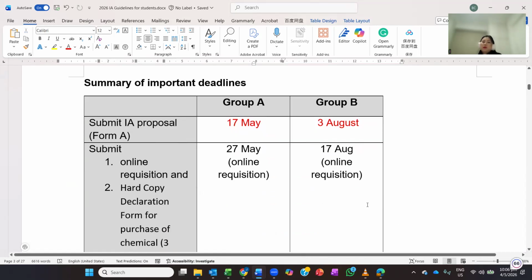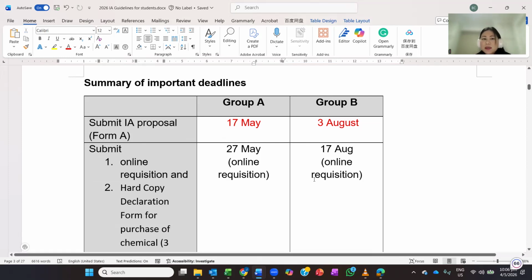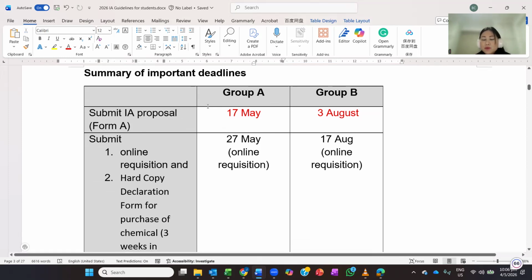So take note of the most important dates. If I tell you too many things, you will not be able to remember. So just remember the first two dates in red: 12th of May, 3rd of August. For Group A, not 12th of May, 17th of May for Group A. For Group B, 3rd of August, okay? That is to submit the proposal to me.